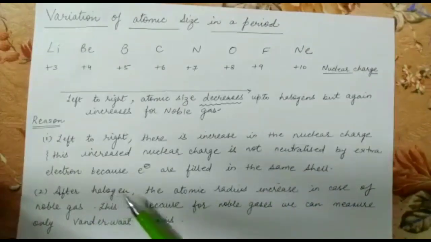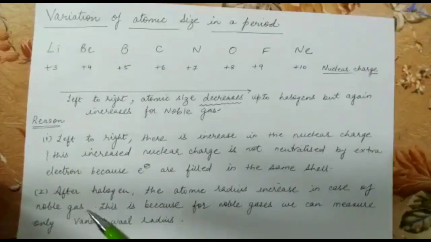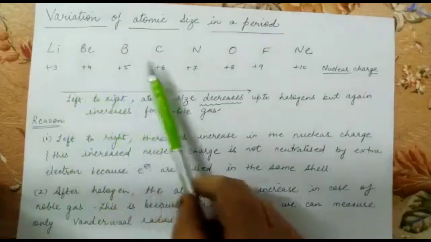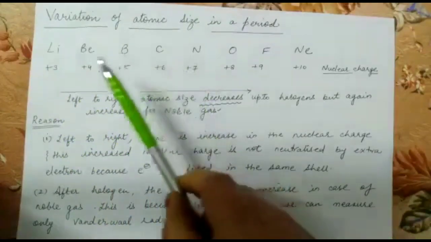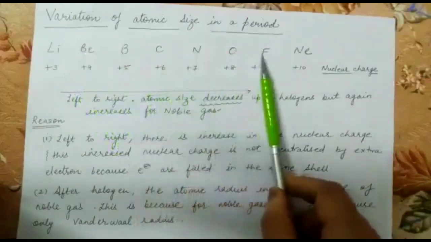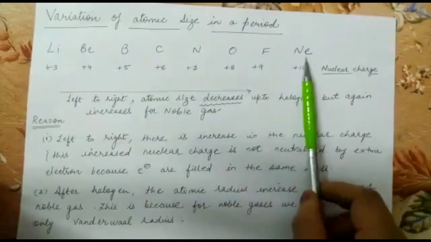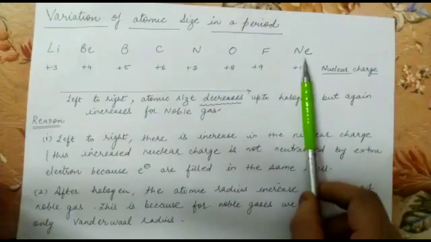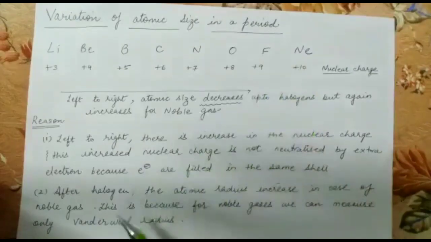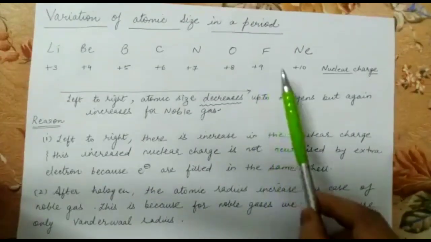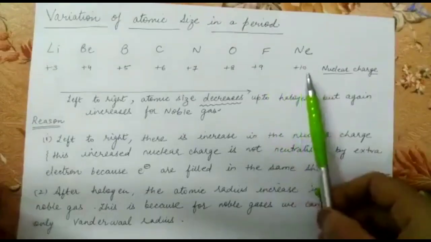After halogens, the atomic radius increases in case of noble gases. Now listen very carefully. For all the other elements, we calculate either metallic radius or covalent radius. But for noble gases, we have only van der Waals radius to measure. And we have learned that out of these three types of radii, van der Waals radius is the largest. So for noble gases, we can measure only van der Waals radius. So noble gases are larger. Means after halogens, your atomic size will increase for noble gases.